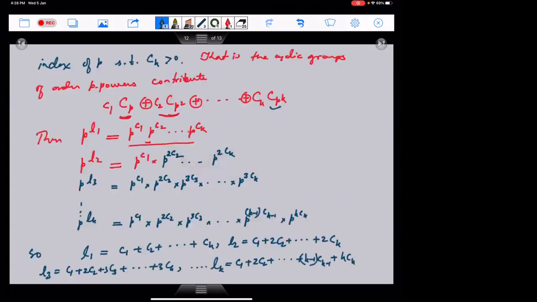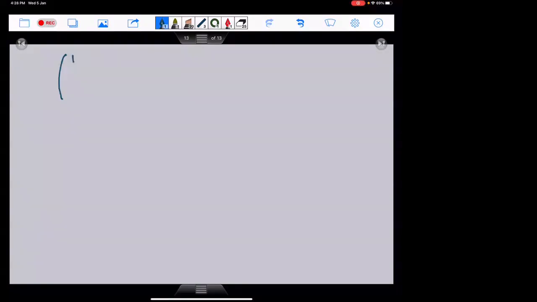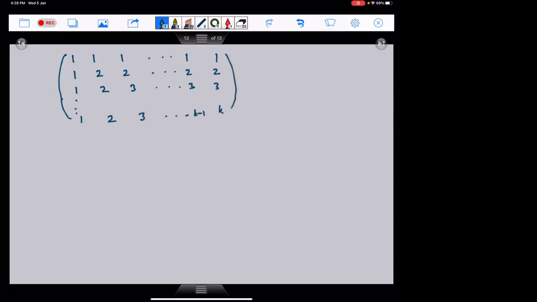Okay, so the coefficient matrix I am writing first. 1, 1, 1, like this, 1, 1. Then 1, 2, 2, 2, 2. Then 1, 2, 3, 3, 3. Is it okay? I am writing the same thing, right? 1, 2, 3, up to k minus 1, k. This, when I multiply by C1, C2, up to Ck, I am supposed to get L1, L2, up to Lk.